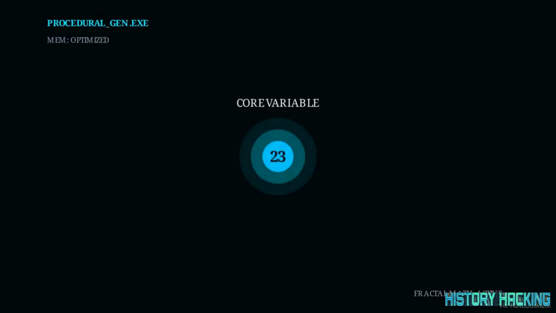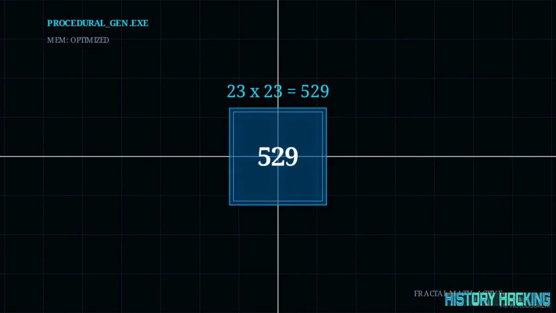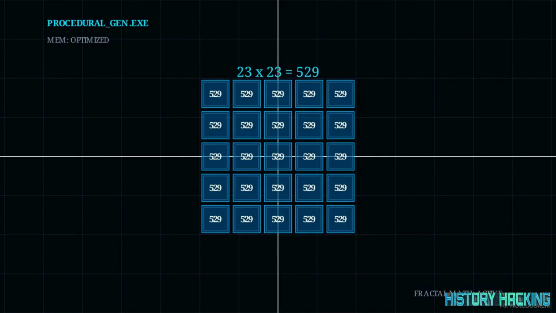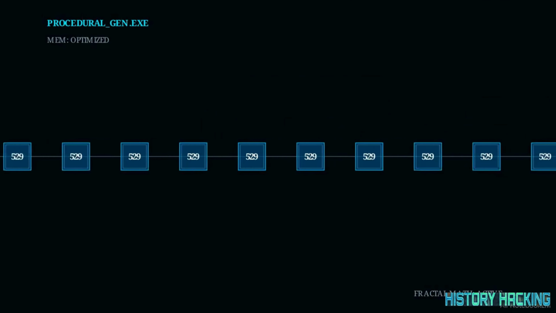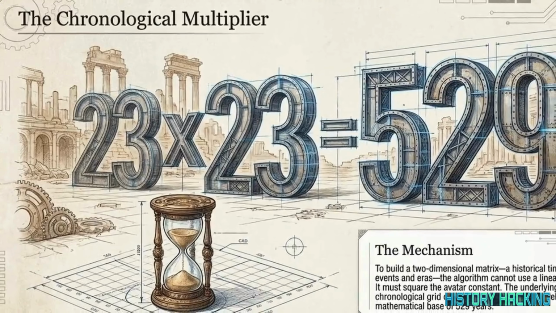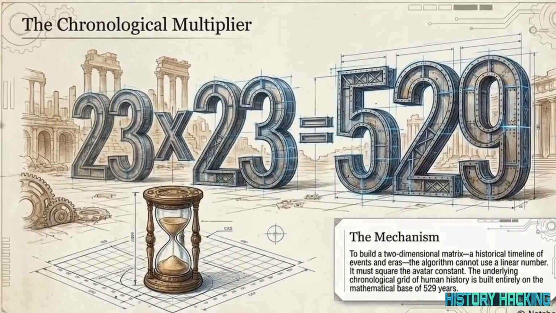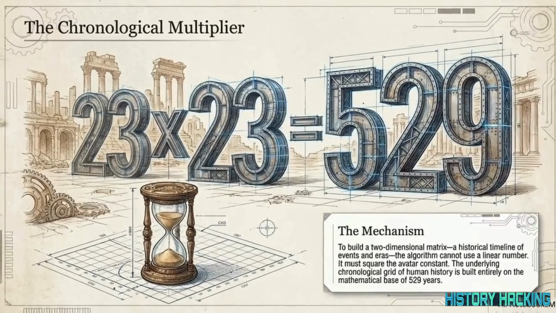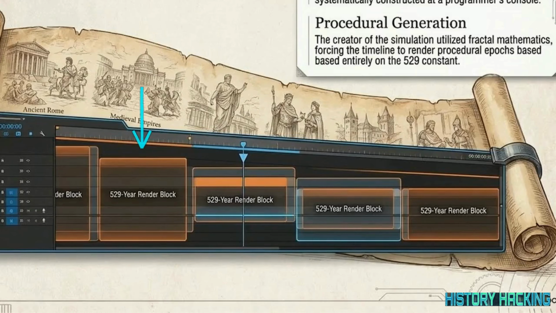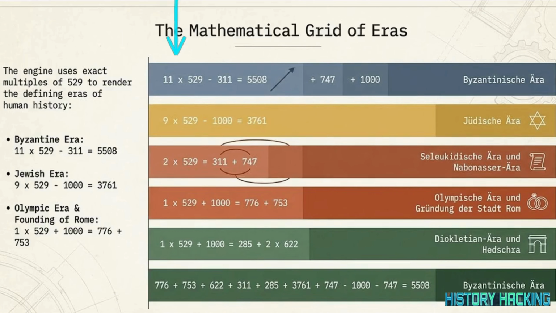The simulation uses procedural generation to save memory. Rather than scripting every year individually, the engine uses fractal math to project its core biological variables onto the environment. By squaring the 23-pair avatar constant, the algorithm arrives at a chronological multiplier of 529 years, the base unit for the historical timeline. The programmer then constructs major epochs as sequential 529-year blocks, ensuring the world remains mathematically consistent with the avatars inhabiting it. To render the Byzantine era, the system multiplies 529 by 11.